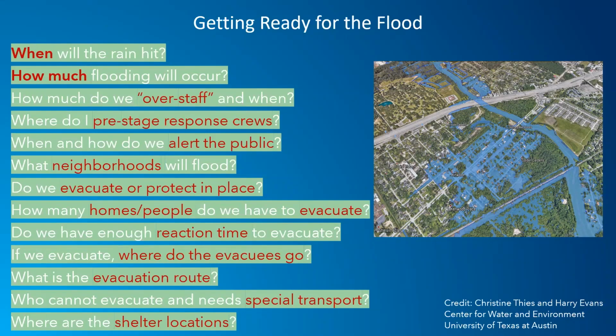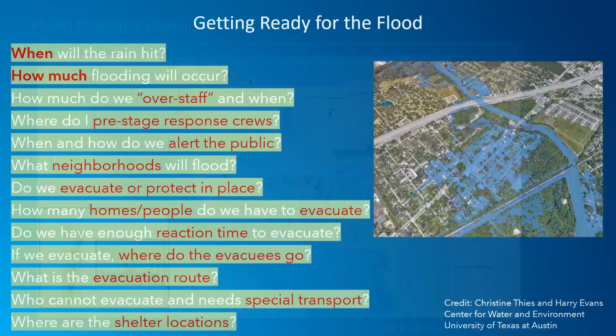When do we alert the public, and what neighborhoods are going to get impacted, so we know what homes we have to evacuate and what evacuation routes we're going to need to take. If we do evacuate them, where do we take them? How many shelters do we need open? All that information needs to be planned out ahead of time so that we can be prepared for the flood event.